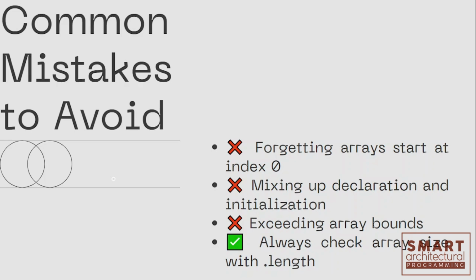And finally, this is a positive kind of mistake. Rather, it's something that you need to do. The first three are what you need to avoid. The fourth one is what you need to do. Always check the length of the array using the dot length property, and that would help you avoid exceeding array bounds, because sometimes arrays are dynamic based on what input the user might give, so you might not know the size exactly. So use dot length to get that understanding.